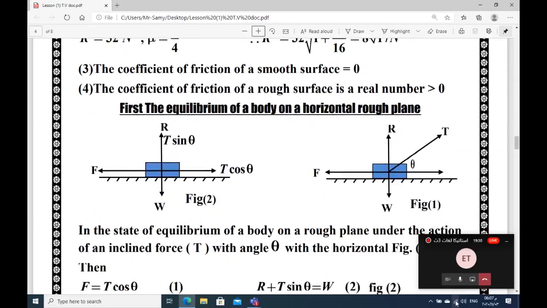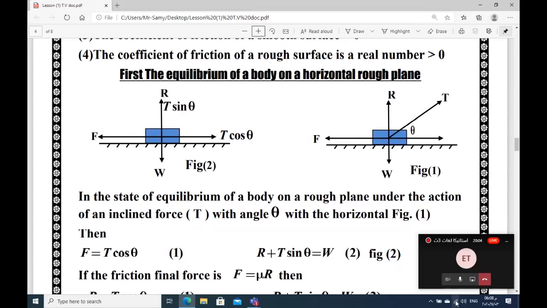What is the equation of equilibrium of a body placed on a horizontal rough plane? We know that if a body is in equilibrium, then the components of the forces acting on the body will be zero. So if this is the tension force which tries to move the body on a horizontal rough plane, inclined to the horizontal at angle theta, we can resolve the tension force into T cosine theta as a horizontal component and T sine theta as a vertical component, along with R.